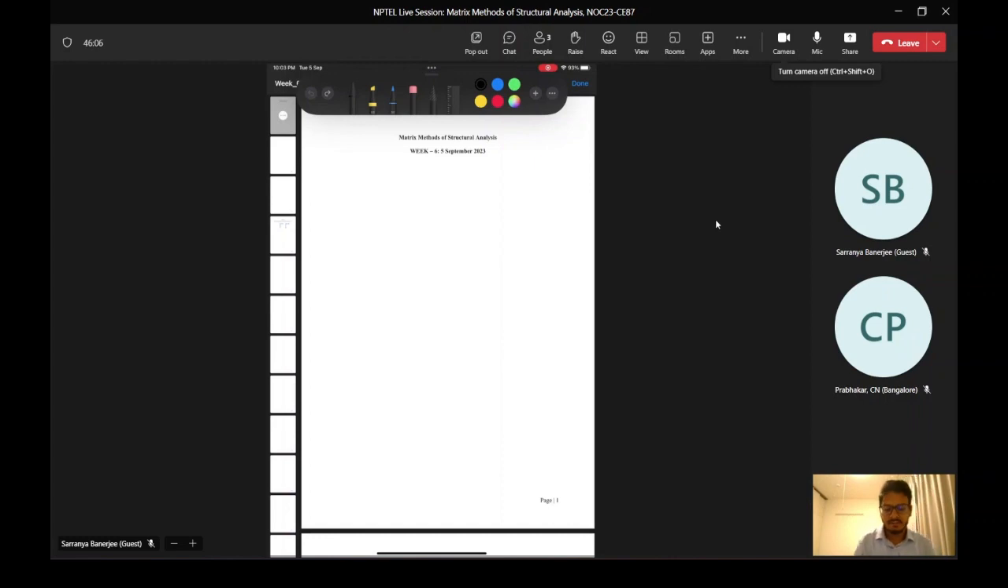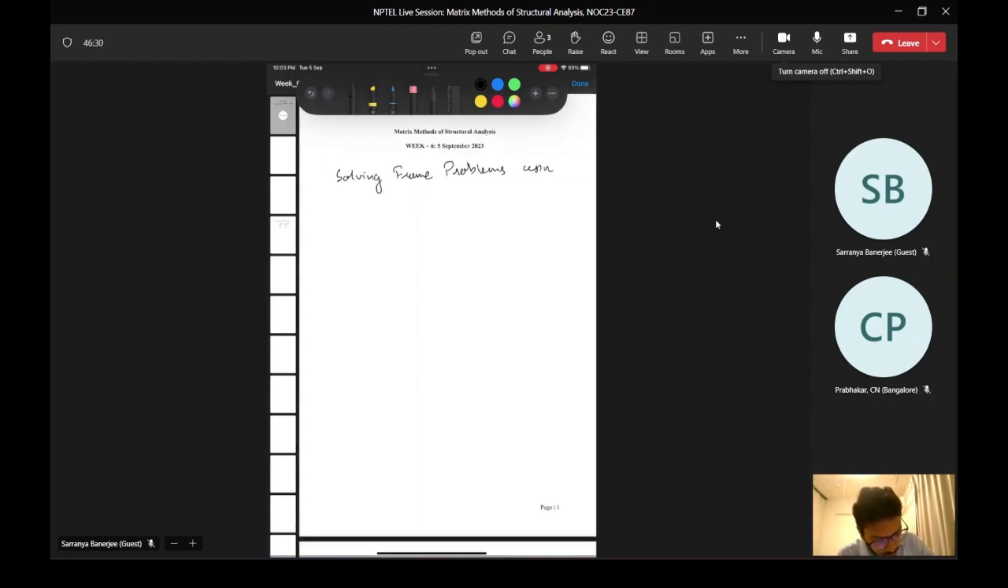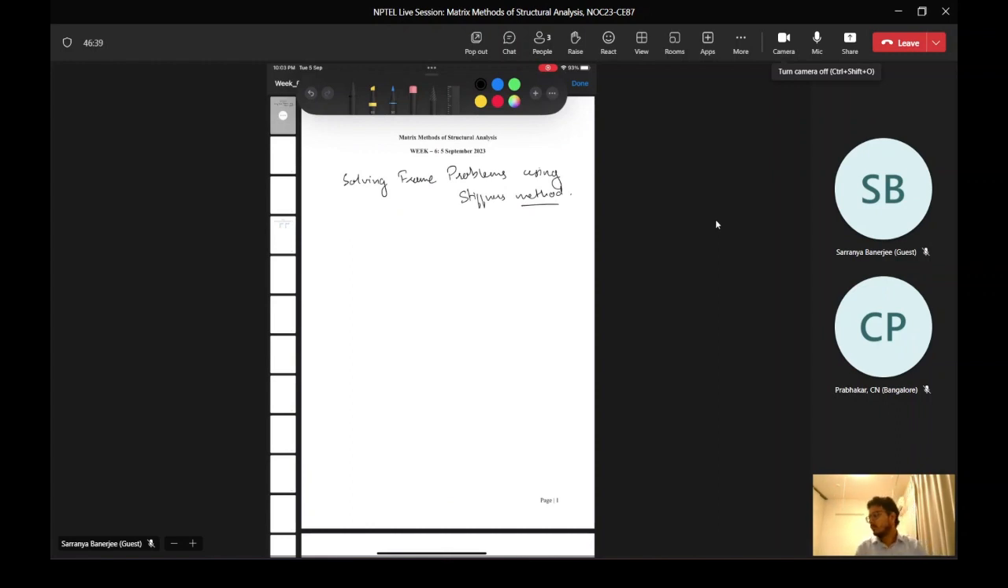First of all, in week 6, what was our course? Our course was solving frame problems using stiffness method, right? Before we start solving the problems, let us revise the concepts that we have learnt in the course.